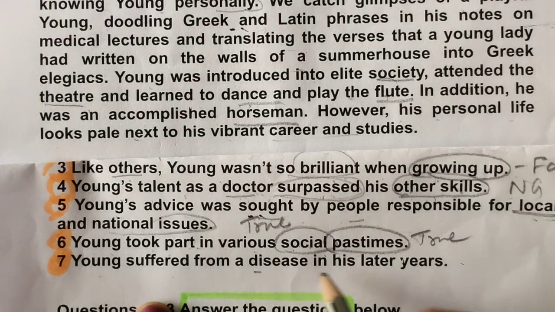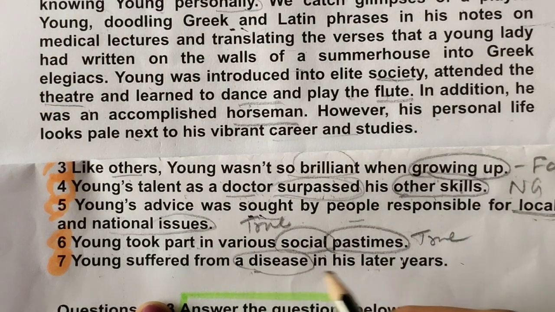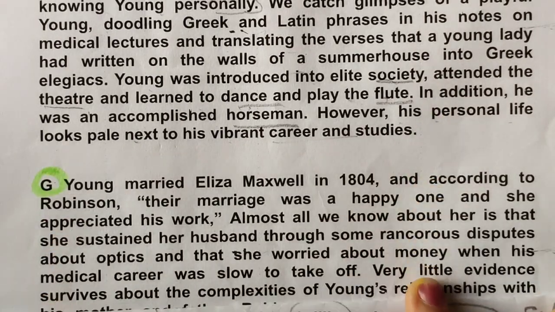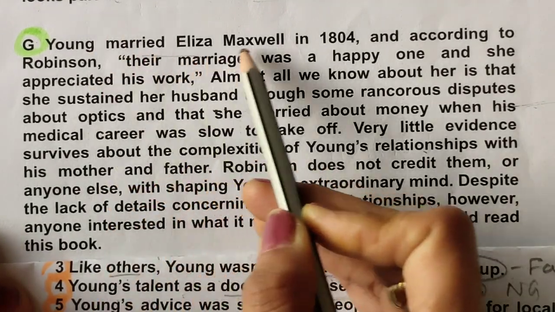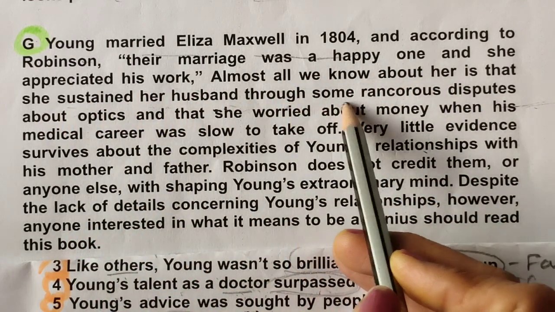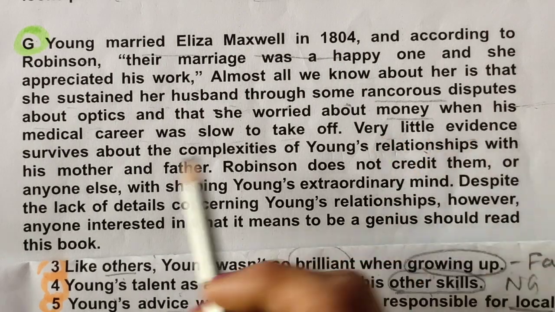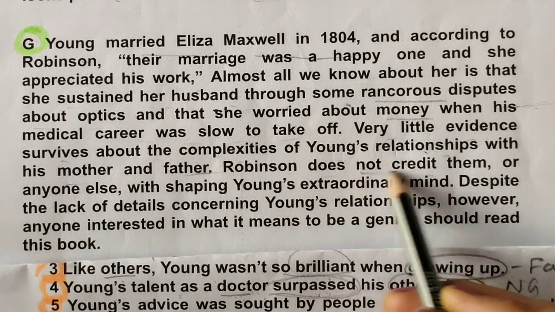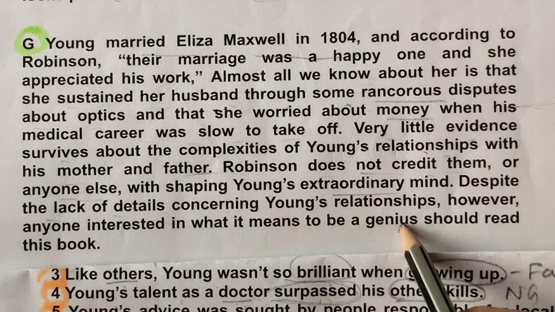Seventh, Young suffered from a disease in his later years. If he suffered from a disease in later years, in old age, it means that will be true. If he didn't suffer from a disease, or if they are not talking about his disease in later years, then it will be not given. Okay, so let's go to the last paragraph. Let's read it. Later, Young married this, and according to them the marriage was a happy one. Almost all we know about her is she sustained her husband through some disputes about optics, and she worried about money when his medical career was slow to take off. Very little evidence survives. Robinson does not credit them or anyone else with shaping Young's extraordinary mind. Despite the lack of details, genius should read this book.